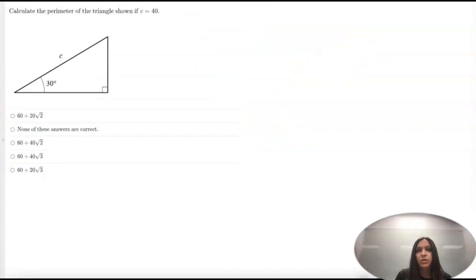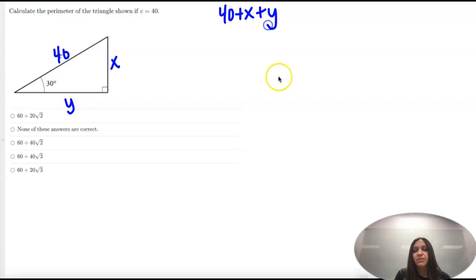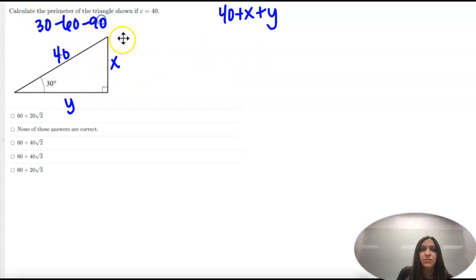Calculate the perimeter if C is 40. So perimeter is adding all the way around. So we want to add 40 plus whatever x is plus whatever y is, and we have to find those. This one is a 30, 60, 90 triangle. So here's our 90, here's our 30. That means the other angle has to be 60.